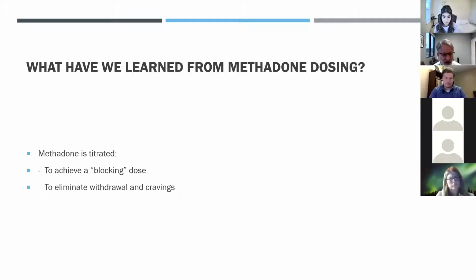There were three things that were achieved by methadone maintenance treatment, and one of the most important was something called a blocking dose. What do I mean by a blocking dose? A blocking dose is a dose where if a patient uses heroin or another opiate, they're not going to feel anything because the receptors are saturated by the methadone. That's a blocking dose of methadone.